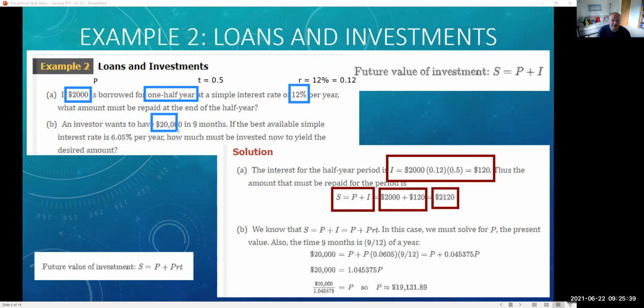So, okay, what is 20,000 then? 20,000 is what the person wants at the end of the term. In other words, 20,000 is the future value. And then we're telling you that it's going to be a 9-month investment. If it's going to be a 9-month investment, then I guess the time is going to be 9 months out of the 12 that are in a year. So we have a strange looking fraction for the time. And also we have an interest rate to deal with here. The interest rate is 6.05. So the interest rate then is going to be that percentage, or as a decimal, what would that be?